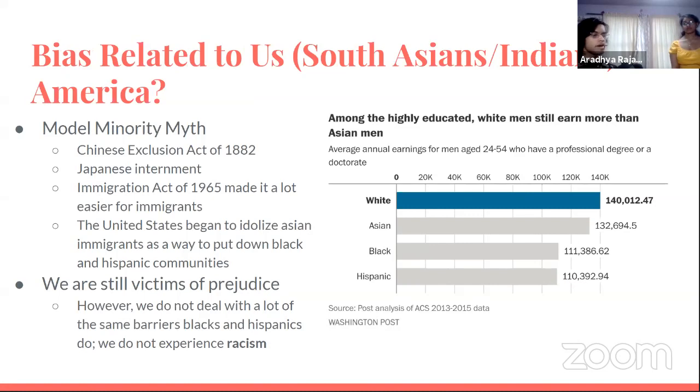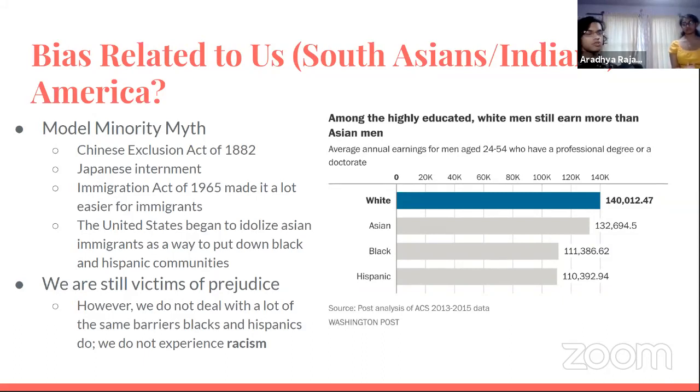So it's impossible to talk about bias without talking about us, where as South Asians, we are a minority in the United States. But we face a very different story than Black people do. And this is because of the model minority myth. So in the past, we've seen that Asian people were sometimes discriminated against.